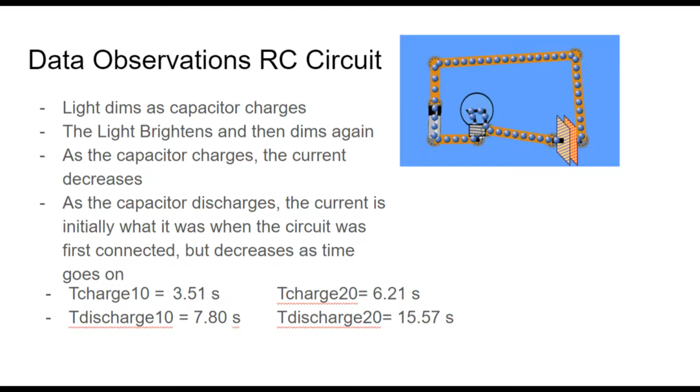As the capacitor charges, the current decreases, and as the capacitor discharges, the current is initially what it was when the circuit was first connected, but decreases as time goes on.